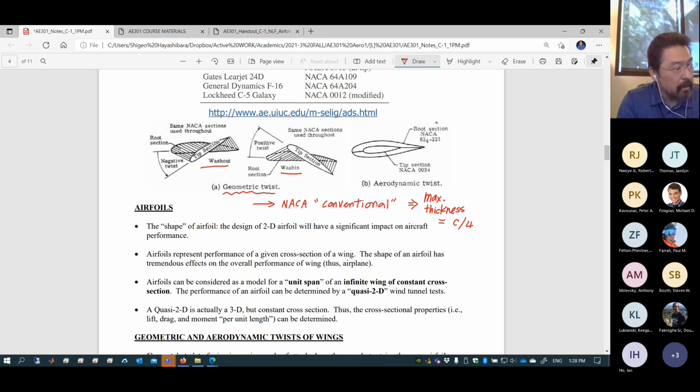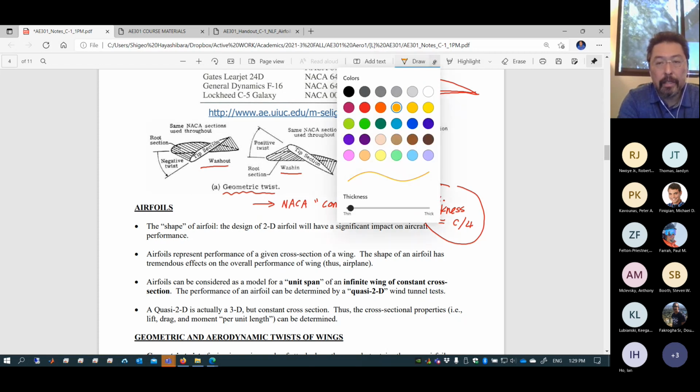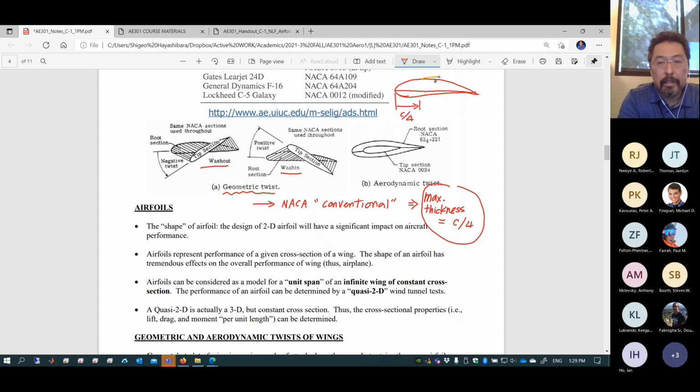Yeah, go ahead. Sorry. For the NACA conventional, is the max thickness the same as your quarter chord length, or is the max thickness located at the quarter chord length? Yeah, so this is like a conventional shape. It's cambered, okay? This is a chord. So if you take the quarter chord location, that's where you see the maximum thickness.